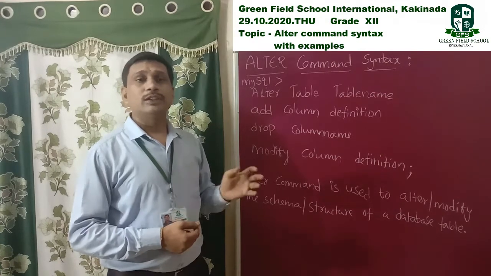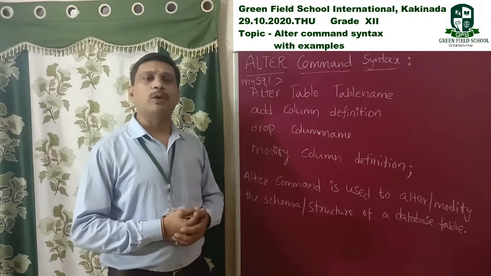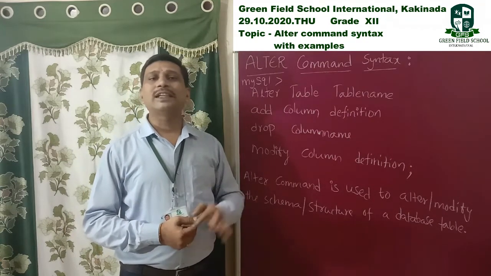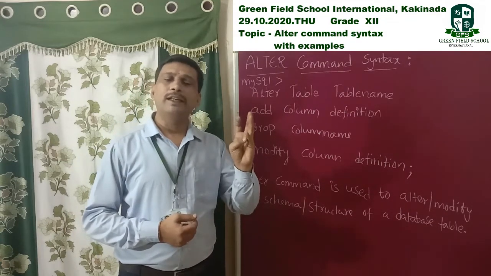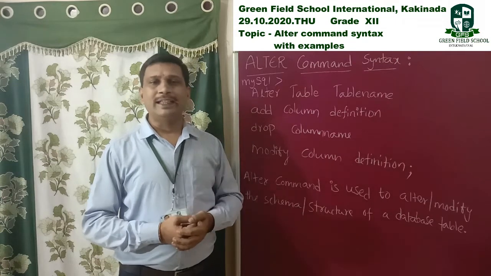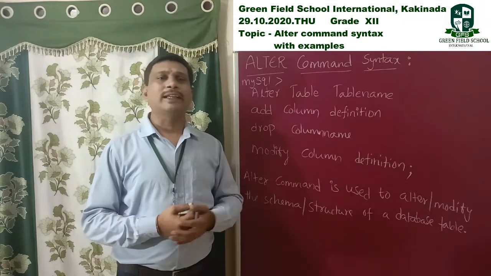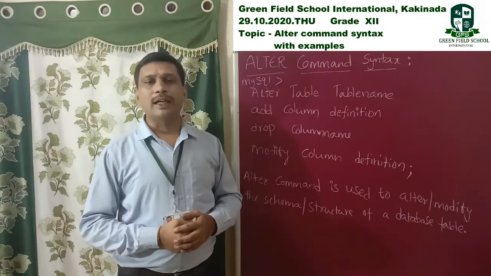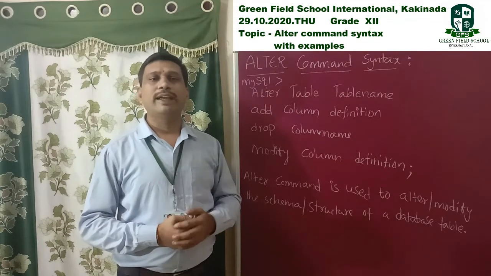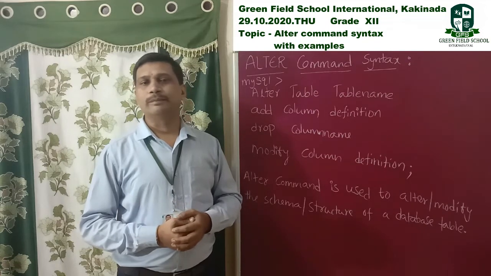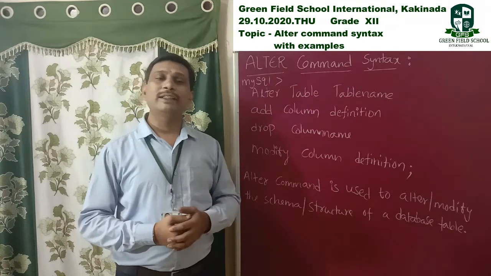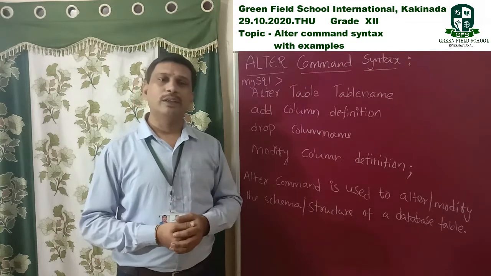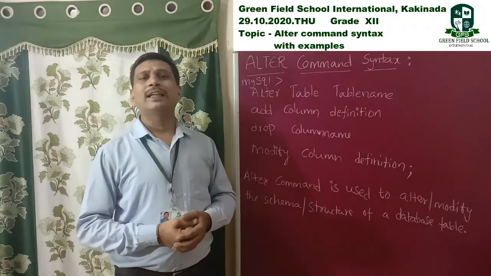Understood my point? Suppose I create one table, the EMP table. That table consists of three columns: employee number, employee name, and salary. When I am creating this EMP table, I forgot the mobile number column. Then how to add that mobile number column after creating the database table? This can be achieved by using this alter command.